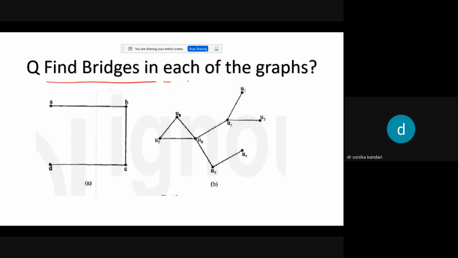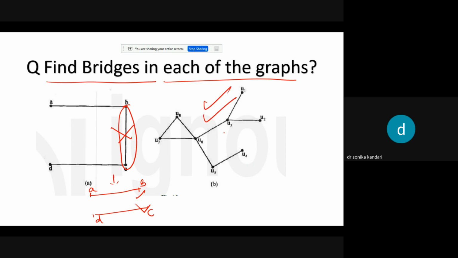Can you find the bridges in each of these graphs? What is a bridge? This edge BC is acting like a bridge. Just remove this edge. If we remove this edge, what do we get? We get A, B and C, D. Two disconnected components. Is it clear?